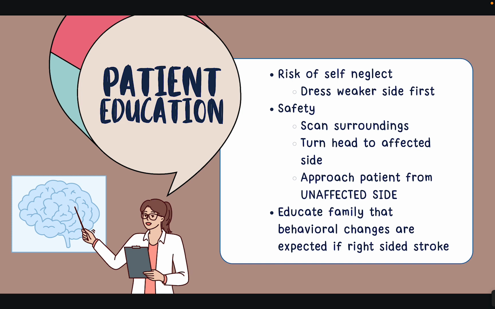And when a patient's family member is going to approach them, make sure that you let them know that they need to approach them on their unaffected side, because remember, if they have an affected side, they might not see them, they might scare them, they might swing at them. So make sure that you educate that and you tell that to the family member.